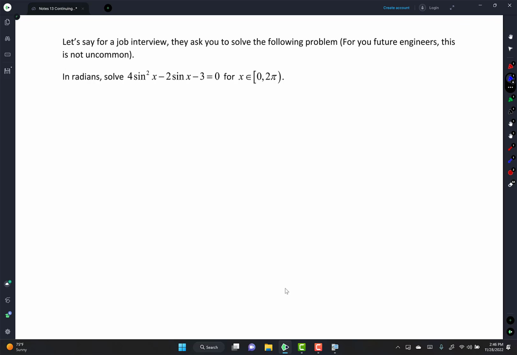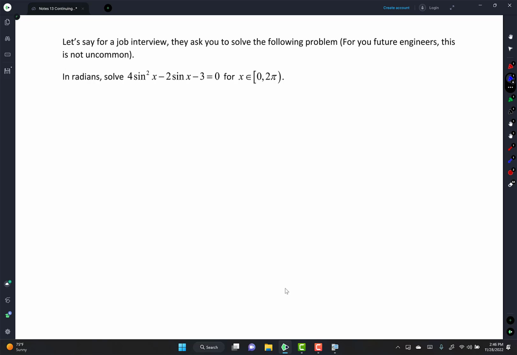Let's say for a job interview, they ask you to solve the following problem. It is not unheard of for engineers to be given questions like this. I remember when I engineered, one of my questions was a logic circuit, and we needed to do a certain result. So you had to do a Karnaugh map. Does anyone know what the Karnaugh map is? Okay, don't worry about it.